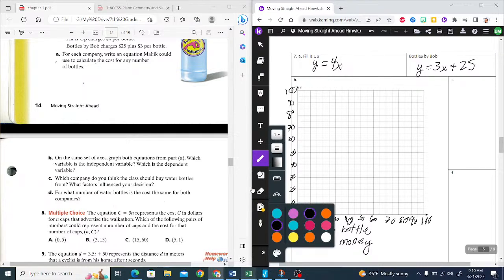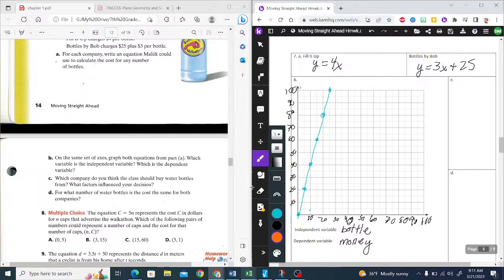Now, the beauty of this is that all we have to do is multiply 4 by 10. So 4 times 10 is 40. 4 times 30 is off the graph, but I can go back and do 4 times 5 is 20. So there we have our graph of 4x.